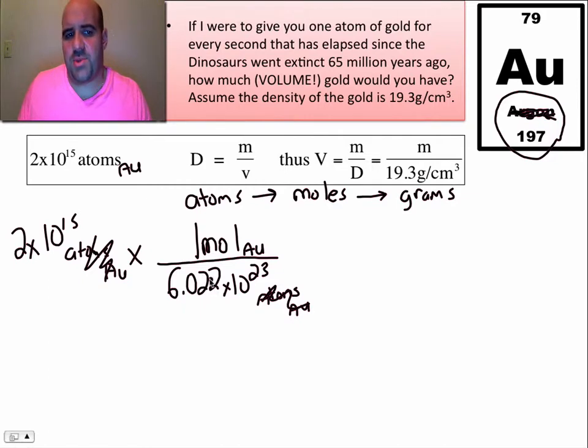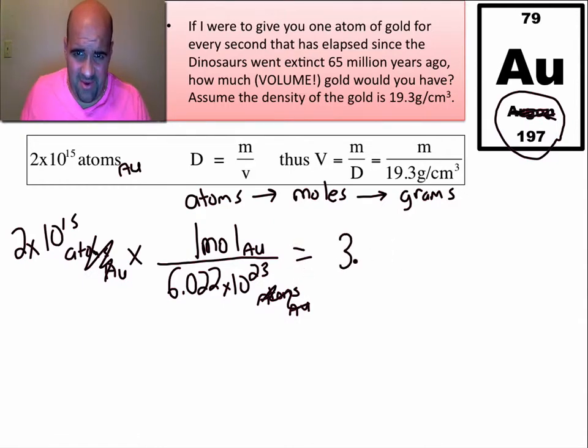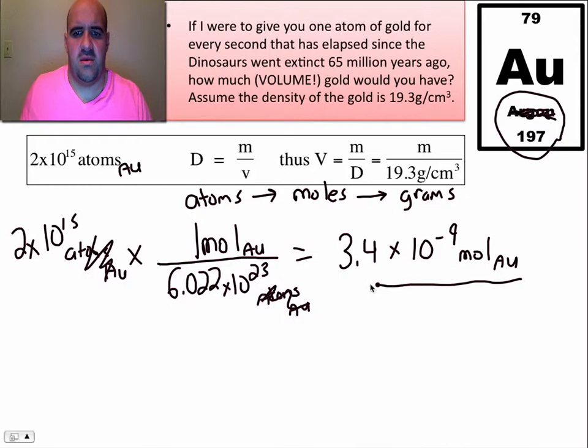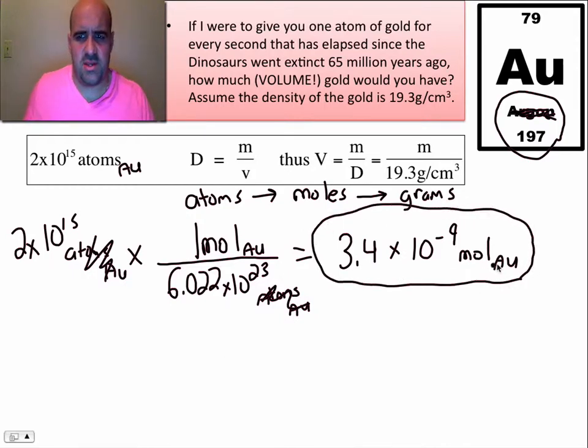divided by Avogadro's number. So I put this number in my calculator and divide it by Avogadro's number. This number is much, much smaller than this number, so hopefully you realize you're going to get a very, very tiny number. And when all is said and done, you should have about 3.4 times 10 to the negative ninth moles of gold. So that's how many moles of gold you have. So we've gone from the number of atoms of gold, using Avogadro's number, to the number of moles.